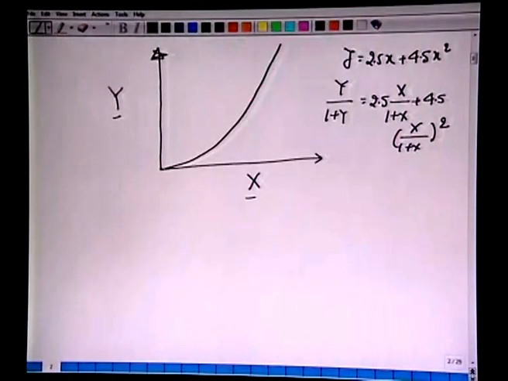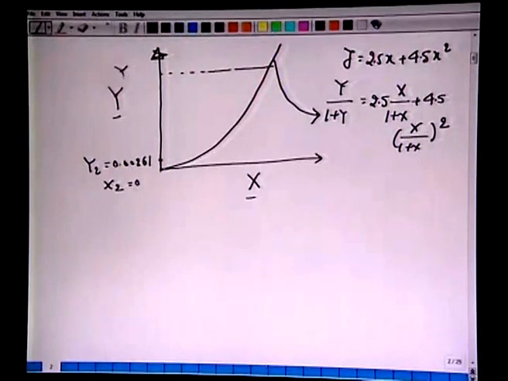All right. So this is the equation. We have drawn the equilibrium curve here. Let's mark the point here. We have capital Y2 as 0.00261 at x2 equal to 0. So we have marked this point, and y1 is given as 0.087.